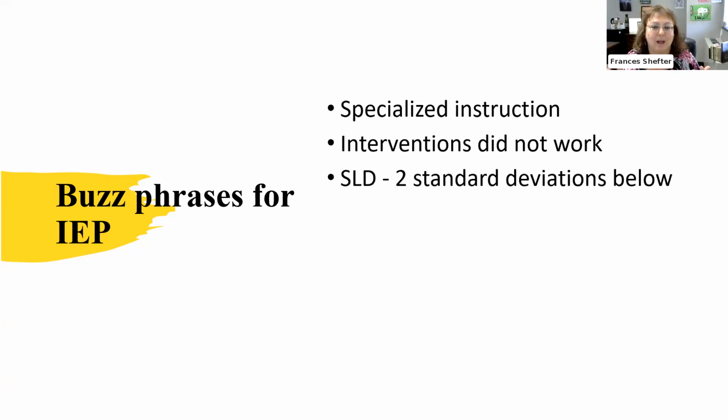So for example, DC does 1.5 standard deviations. So a score of 7 in the subtest is 1, a score of 2 is 2.